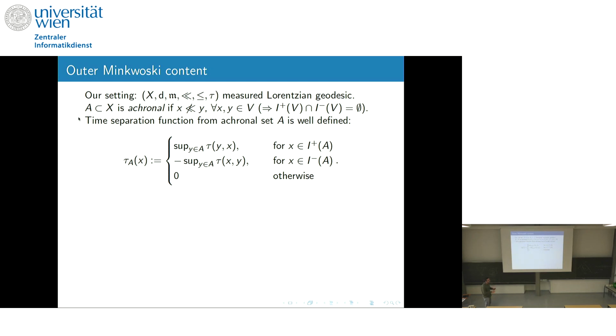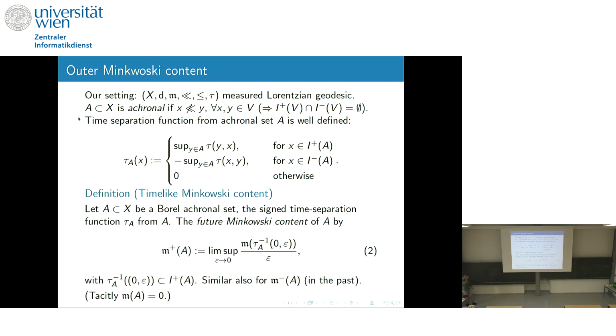And achronal just means that the timelike future of A and the timelike past of A have empty intersection. In this way, if your set A is achronal, you can define the time separation function in the future and in the past of your set A. And in this setting, a reasonable way to define the size of the area is to make normal variations using the time separation function from your set A. So we define the future Minkowski content of a Borel achronal set by just taking the epsilon enlargement via the time separation function from your set A.